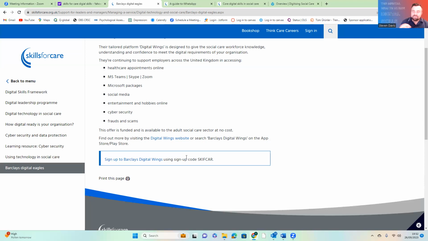And again, if you want the Skills for Care to go online and have a look at their digital skills, just go to Skills for Care, type in digital skills in a search bar, and it's going to come up. And there is so many great resources there for you.